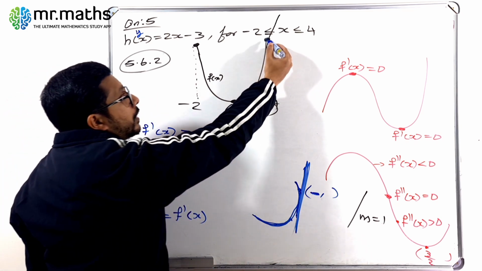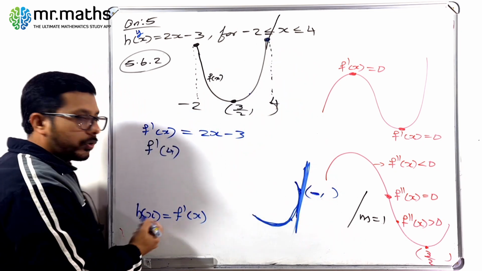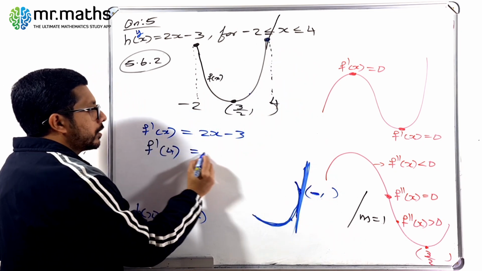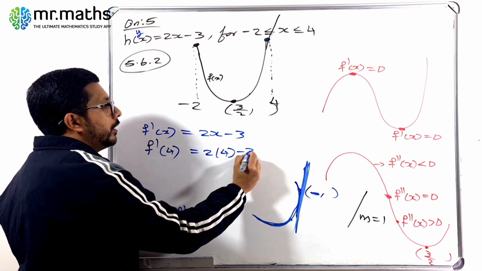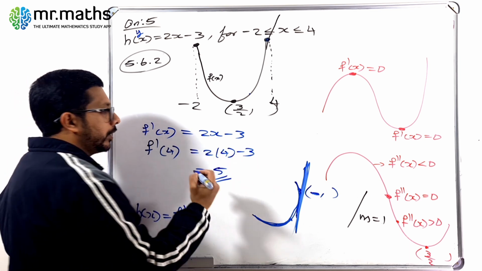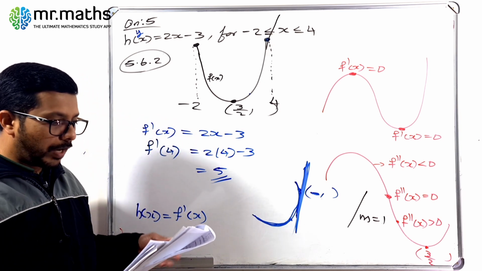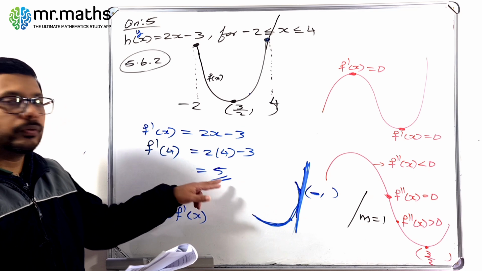So in our case, at that point, what is the derivative? What is the x value? 4. So substitute the 4. So it is 2 into 4 minus 3. That is 2 into 4 is 8. 8 minus 3 is 5. Okay. So the value of the maximum gradient is 5.